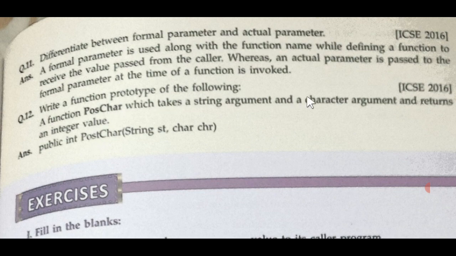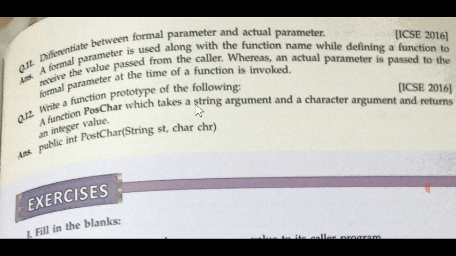Then, which type of value does it return? It returns an integer value. So we'll put int over there, then pos_char, and then String st comma char ch. So two parameters are specified. One is a string and the other is a character. So String st, char ch. When no name is given, you can pick your own name, but please take care of the data types. They must be correct.